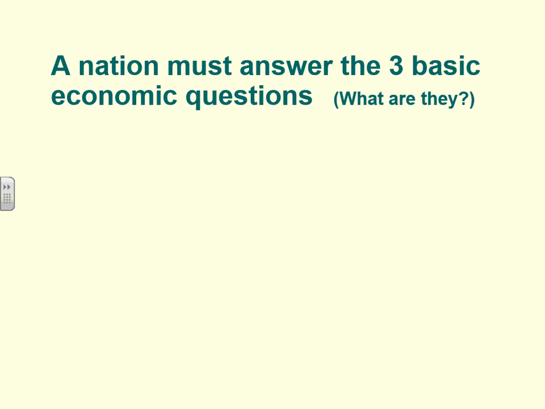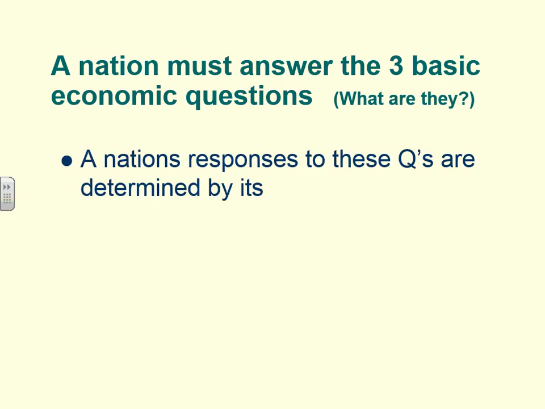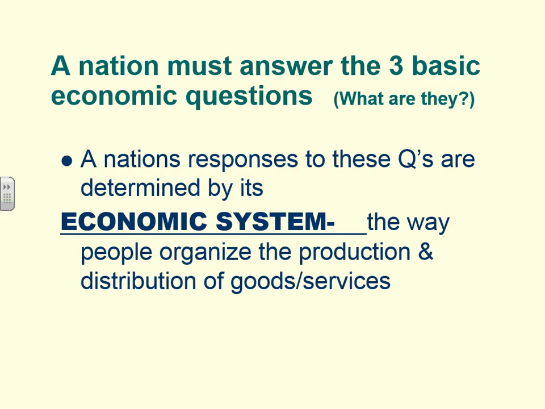So, before we get started, how do we know what kind of economic system a country has? Well, we know what kind of system it has by how the country answers the three basic economic questions. And those are what to produce, how to produce it, and for whom it is being produced. Their answers to those questions are determined by its economic system. The answers will tell you what kind of system they have. And an economic system is just the way that a group of people or a country organizes production and distribution.